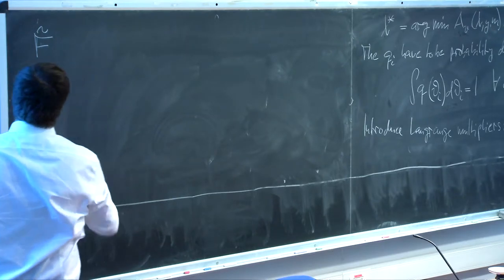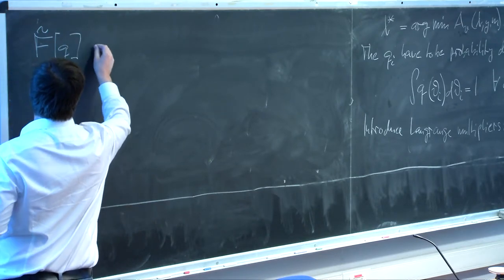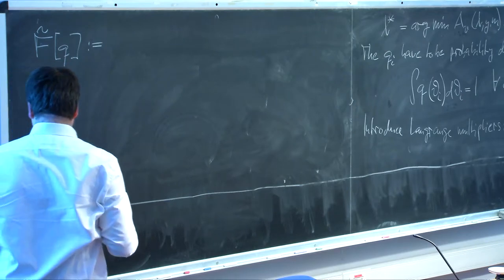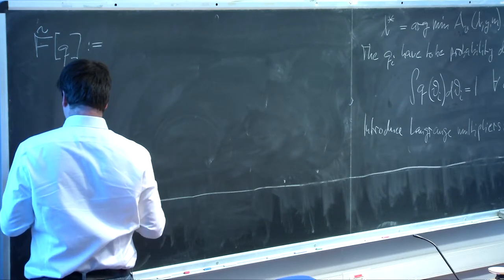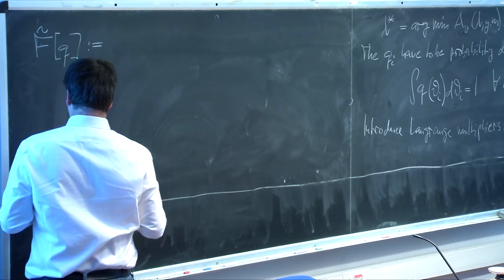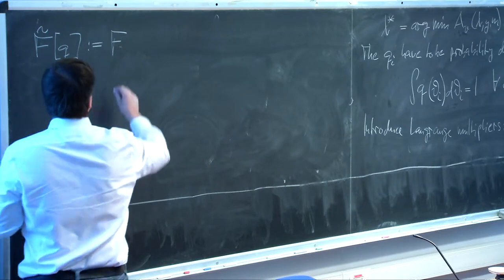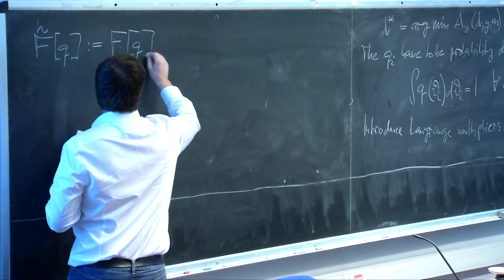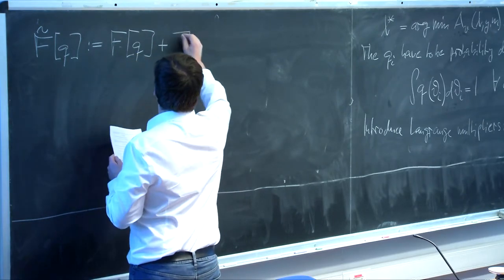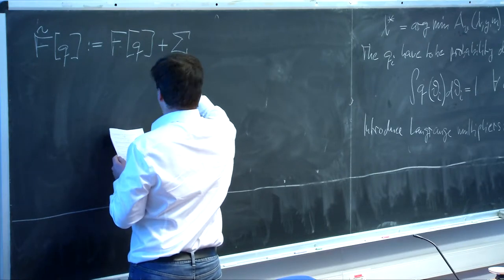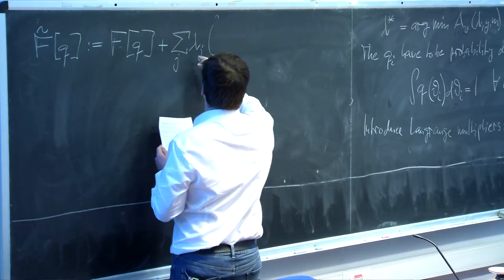So we're going to use F tilde, the functional F tilde, which is defined as the functional we had before, plus all of these Lagrange multipliers, lambda j. These are the multipliers here.